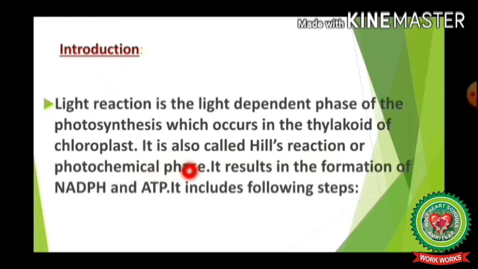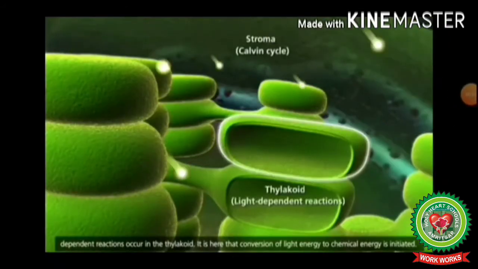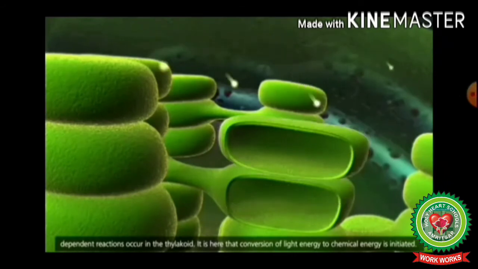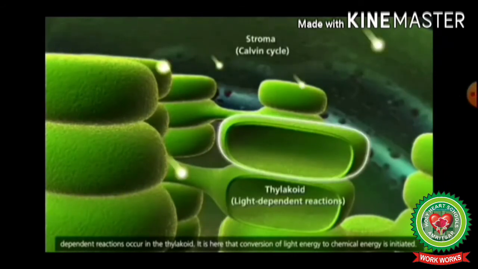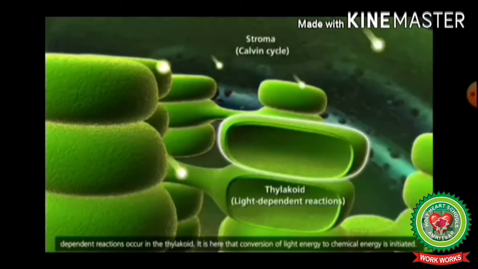Now the question is why it is called photochemical phase. Photo means light, chemical means chemical. In this phase, light energy is converted into chemical energy. It results in the formation of NADPH and ATP. ATP is adenosine triphosphate. So you can see light energy is absorbed by the chlorophyll present in the walls of thylakoid of chloroplast. Thylakoids are flattened sac-like structures present in the stroma of chloroplast.